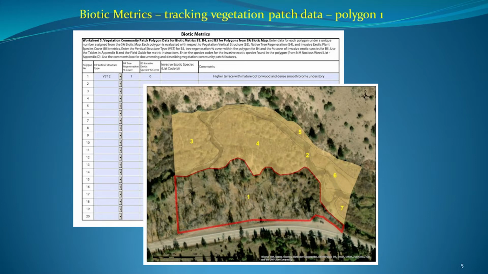And finally, you're going to put in a comment. In the comments, you're going to fill in a very short word picture. What does this place look like? It's going to help you later when you're looking at your data, and it will help anyone else who looks at your data. Sometimes even in the field, if you have a very big site with a lot of different patches, it's really helpful to have this short picture of the place you were standing in. In this case, our field technician has written: higher terrace with mature cottonwood and dense smooth brome understory. Smooth brome is a common non-native grass, and so that gives you a good picture.